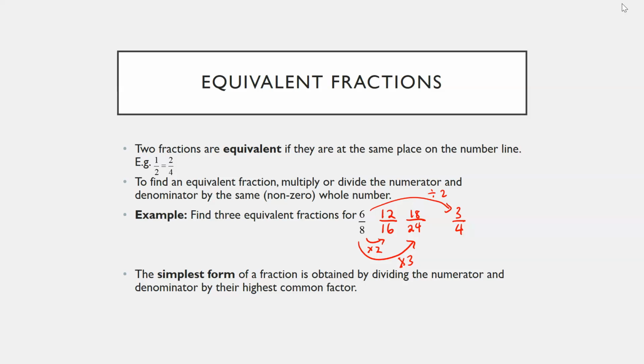A simplest form of a fraction is obtained by dividing the numerator and the denominator by their highest common factor. That's what we just found here. So 3/4 is the simplest form of the fraction 6/8. 6 and 8 have a highest common factor of 2, so by dividing by 2, I was able to obtain the simplest fraction. Note that 3/4 cannot be further simplified, so I do know that I've got the right answer.